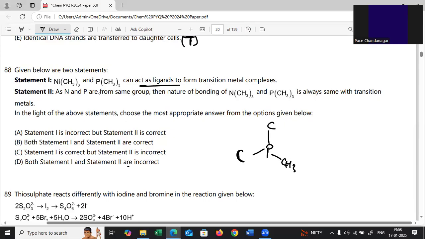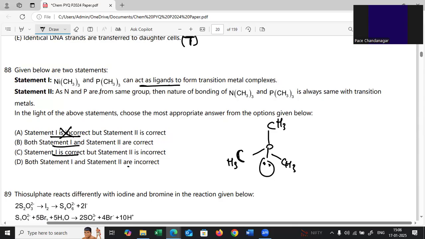So you still have two electrons as the lone pair. So you have the lone pair, and this acts as a Lewis base and acts as a ligand. However, P with CH3 has a pi accepting character as well, right? Then I would say statement 1 is correct. Statement 1 is correct. Then what is statement 2?